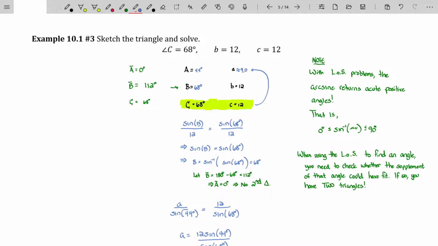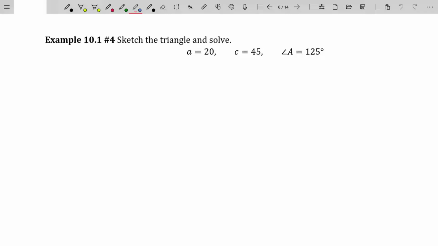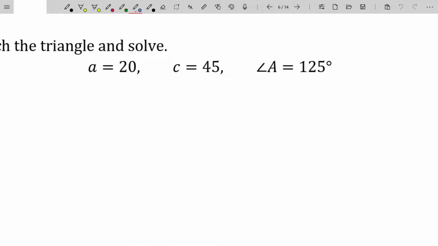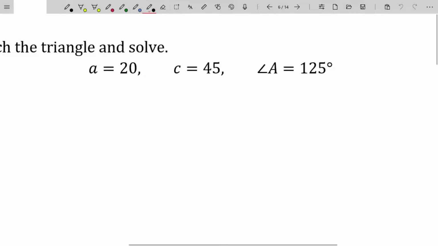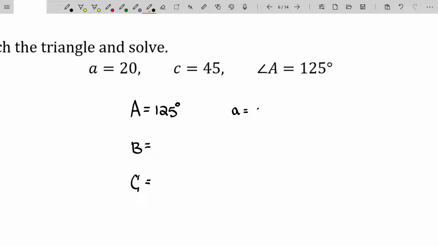Let's do another one. Here we are, sketch a triangle and solve it. Same instructions throughout, right? So let's go ahead and make our table. Angle A was given to us to be 125 degrees. Angle B was not handed to us, and angle C was not handed to us. So this is likely to be an ambiguous case just because we're missing two angles. You start getting used to that idea. Side A is 20, side B is unknown, and side C is 45.